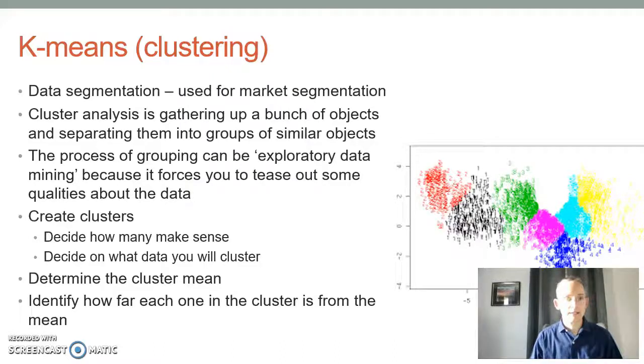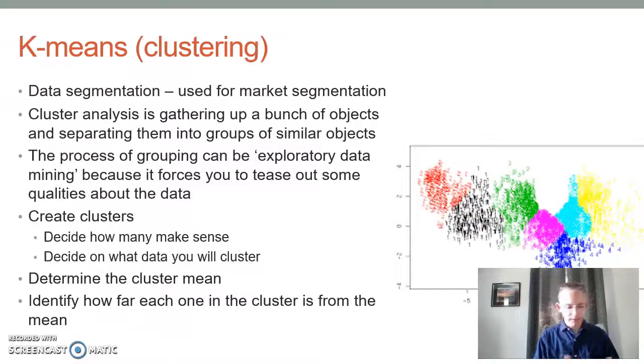So the big one is clustering. When do you use clustering? Clustering is for market segmentation. So it's huge within the commercial space. This is like the big thing that everyone does for commercials, for marketing, those kinds of things. It allows you to go through, it gathers up a bunch of objects, separates them into small groups of similar objects. So you can do some exploratory data mining. Forces you to tease out some qualities about the data.